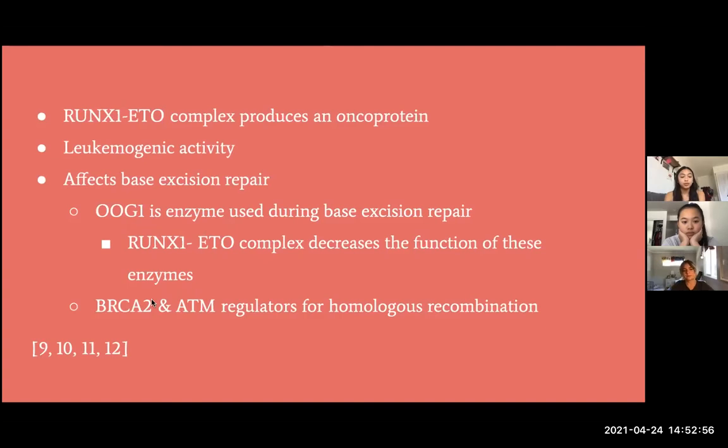Another example is the BRCA2 and ATM regulators. These are two common regulators found in homologous recombination, and cells expressing RUNX1-ETO have also been seen to decrease the expression of these two regulators. And this is a big issue because without these genes, the repair mechanisms will not work properly, and more mutations and more damage will continue to accumulate.